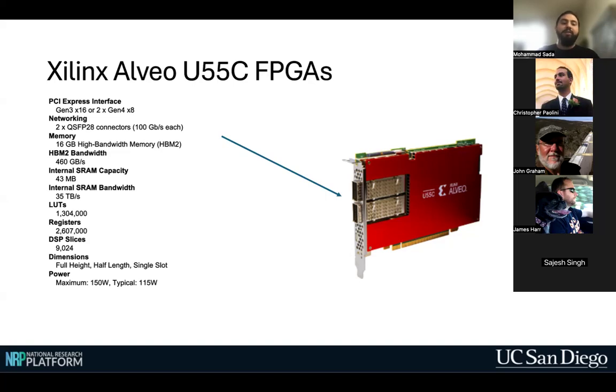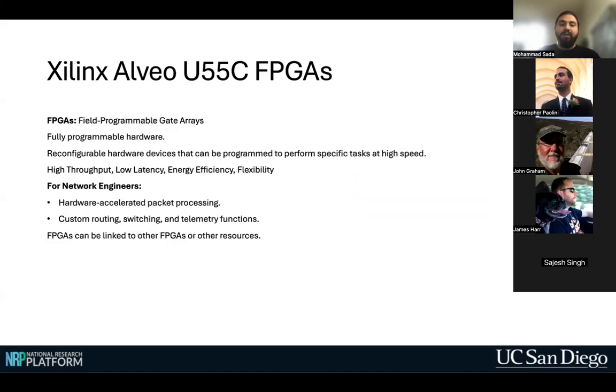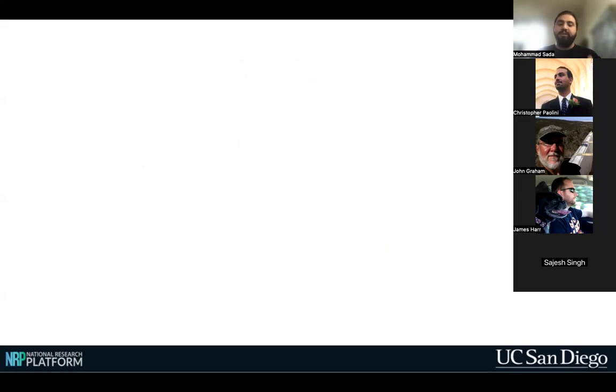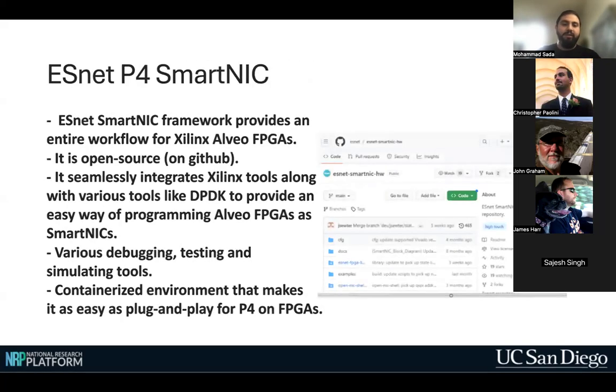Typically, the U55C FPGAs consume 115 watts of energy, and one of the perks of using them is that they have high bandwidth memory. Each one of these cards has 16 gigabytes of HBM2 memory at a bandwidth of 460 gigabytes per second. And like we said, we have 32 of these cards.